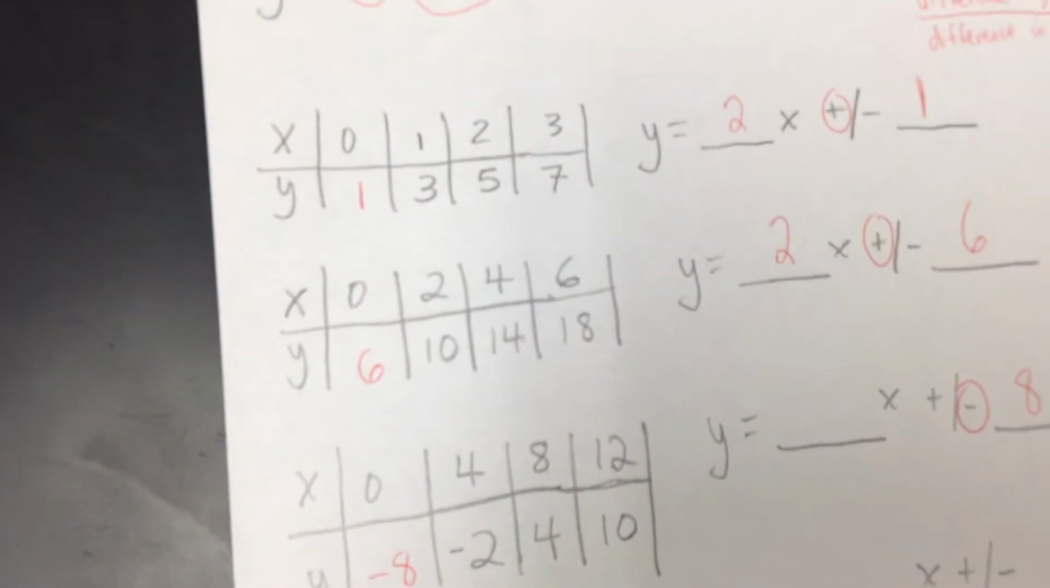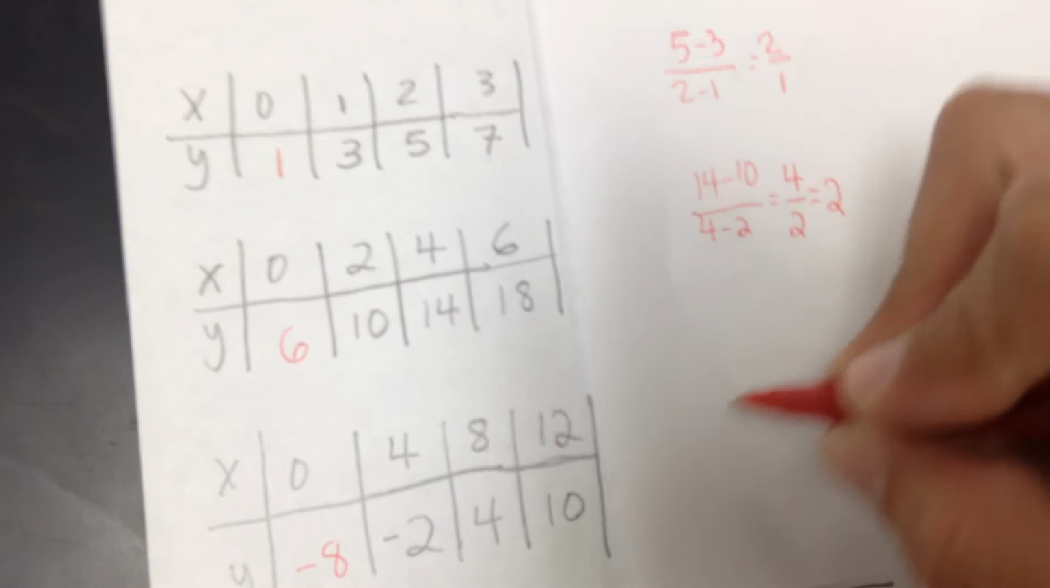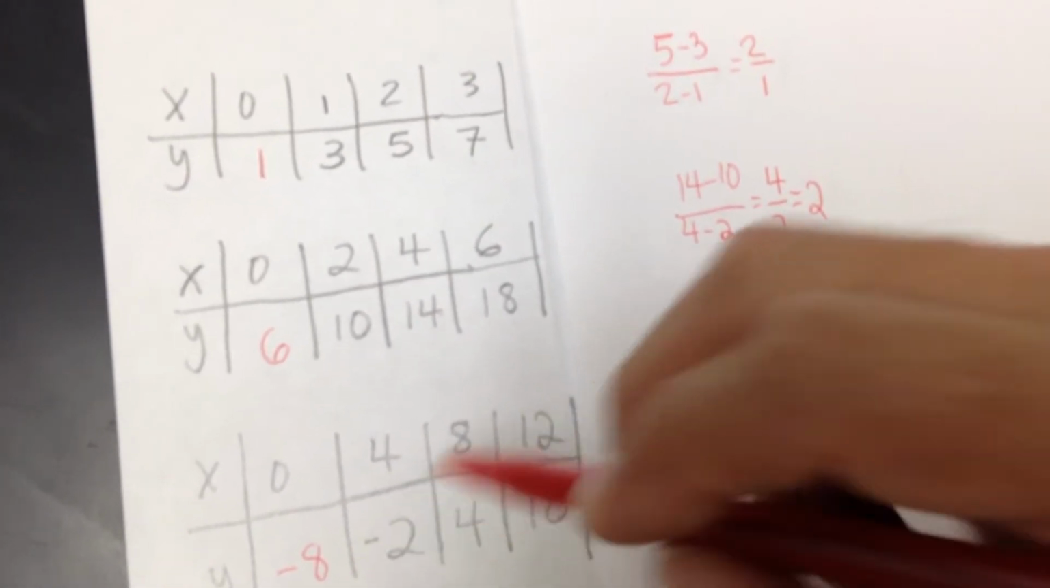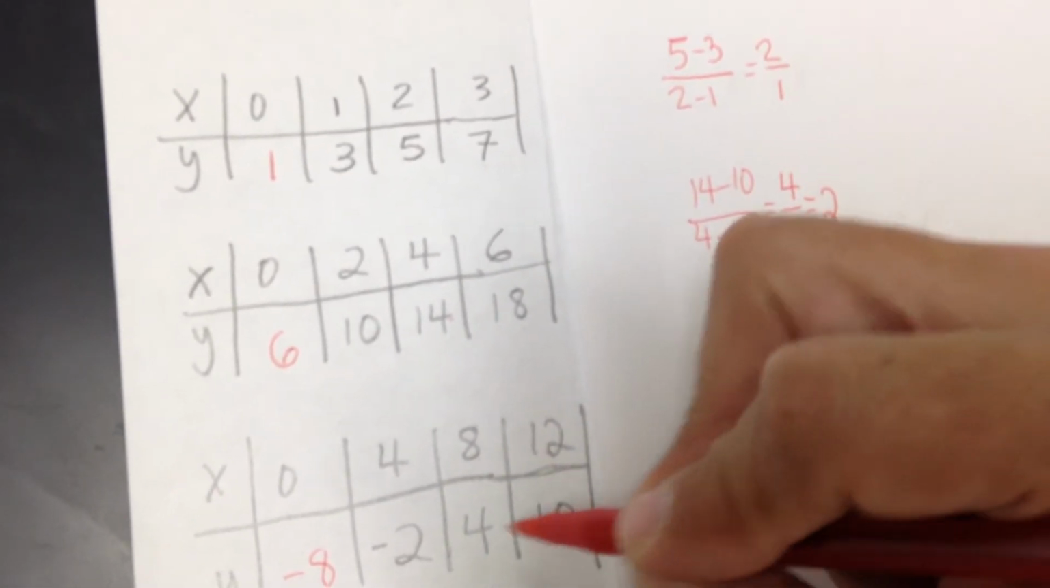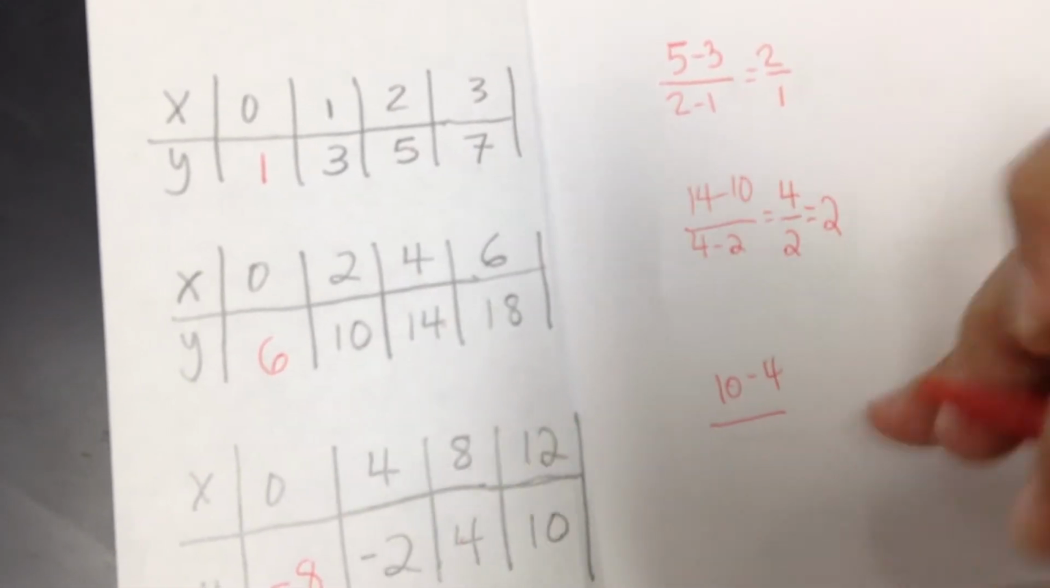And now again, I got to find the differences in my y's and the differences in my x's. So I'm going to stay away from these negatives if I can. I'm going to use 10 minus 4 is my top. And 12 minus 8 is the bottom.